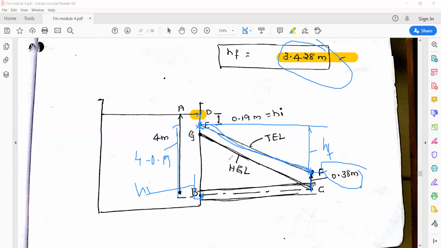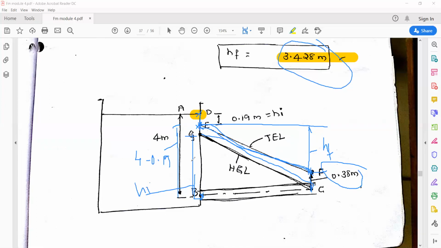And drawing the HGL, hydraulic gradient line, is very, very simple. Parallel to the total energy line, you can draw the HGL line. So G to C, that is the HGL line. The HGL line can be drawn parallel to the total energy line. All right. But from what height? From here to G, what is the height? At what height do you need to draw the parallel line? That is important.